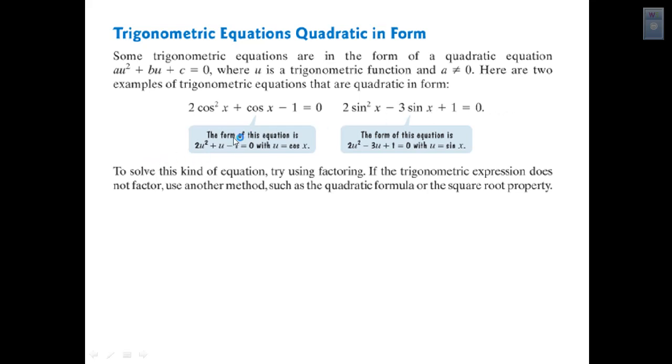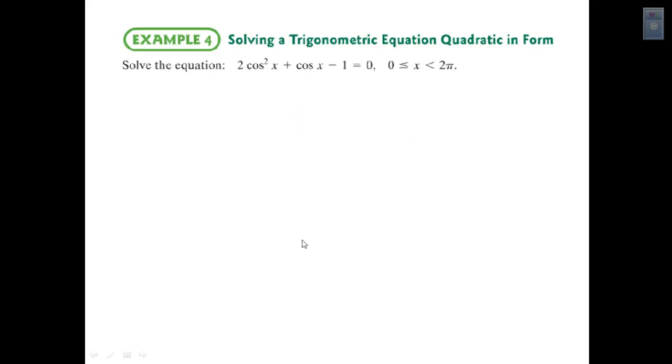Now, what you want to do is you want to actually go in and put a u in for each of the trig functions. These trig functions have to match, otherwise this method doesn't work. So when you do that substitution in, it's going to look like a polynomial. It's going to look like a regular quadratic that you can factor. So you're going to try to factor it. If it'll factor, then you solve each individual factor the same way we have so far with just the regular equations. So let's look at one of these.